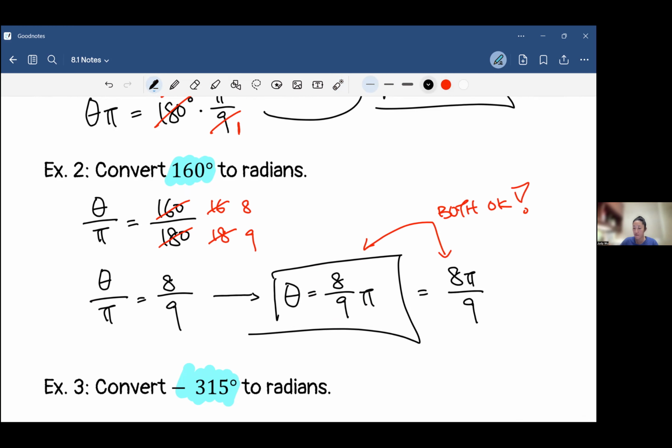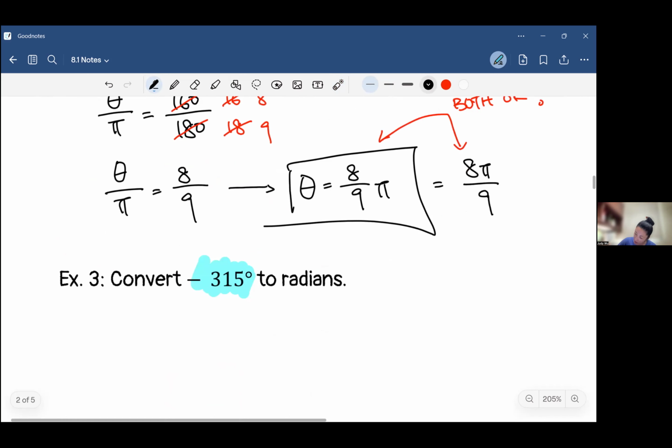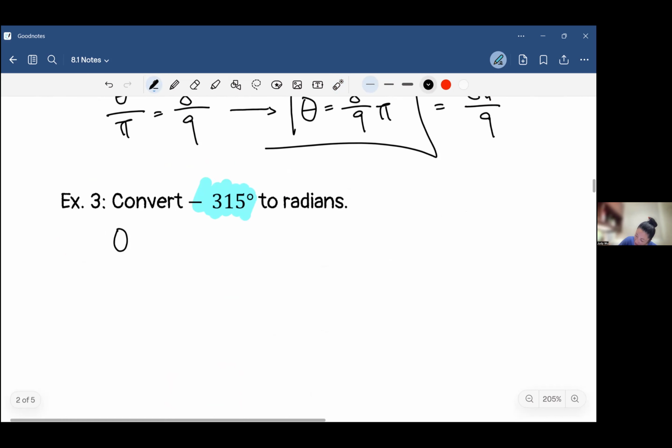All right, let's try a different example. It's going to feel really similar to example 2, but I wanted to do one where there is going to be a negative sign to show us that it's going to be exactly the same idea, except we'll have a negative in there. Okay. All right, so theta over pi equals negative 315 over 180.